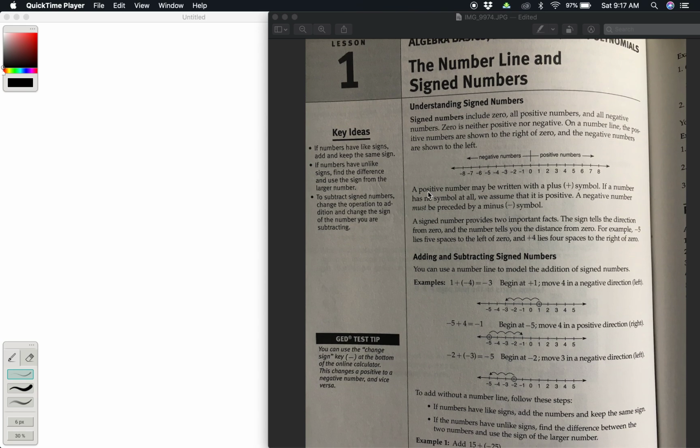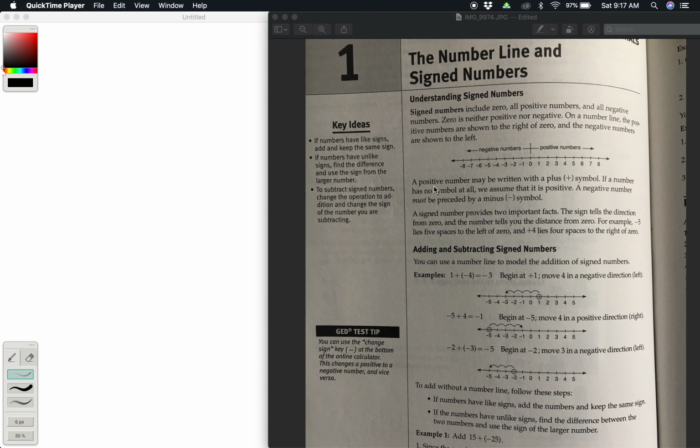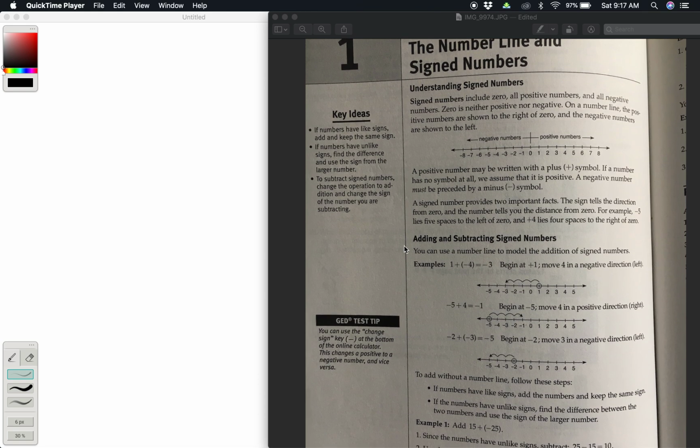So, number line and signed numbers. This is the number line right here. Imagine this being 0. Don't imagine it. It is 0. Anything to the left of it is a negative number. Anything to the right of it is a positive number. So we'll be using that, and it will help you mentally with algebraic equations.